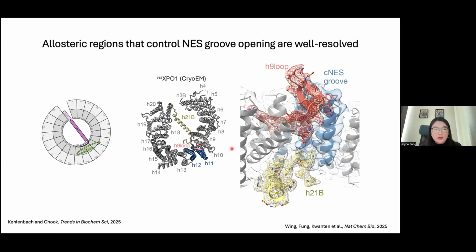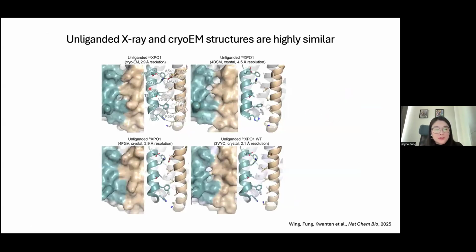So let me now focus on the unliganded structure first. I do want to show that both of the allosteric regions that control NES groove opening are well resolved in this cryo-EM map. Here's the model, and I'll color the helix 21B here in yellow. And you can see the helix and the loop is well resolved. The H9 loop hairpin over here is also well resolved, binding to the back of this NES groove in blue. And indeed, the groove is closed in this map.